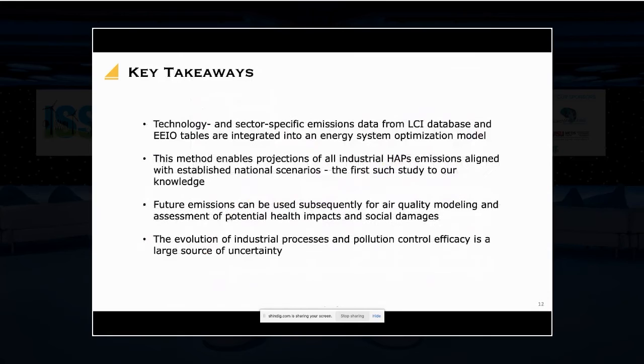So a couple of key takeaways here. Firstly, the technology and sector-specific emissions data from the LCI database and EIO tables are integrated into an energy system optimization model in the study. Secondly, this method enables the projections of all industrial HAPS emissions along with established national scenarios. It is the first such study to our knowledge. Thirdly, future emissions can be used subsequently for air quality modeling and assessment of the potential health impacts and the social damages. Lastly, the evolution of the industrial process and pollution control efficacy is a large source of the uncertainties in our study.